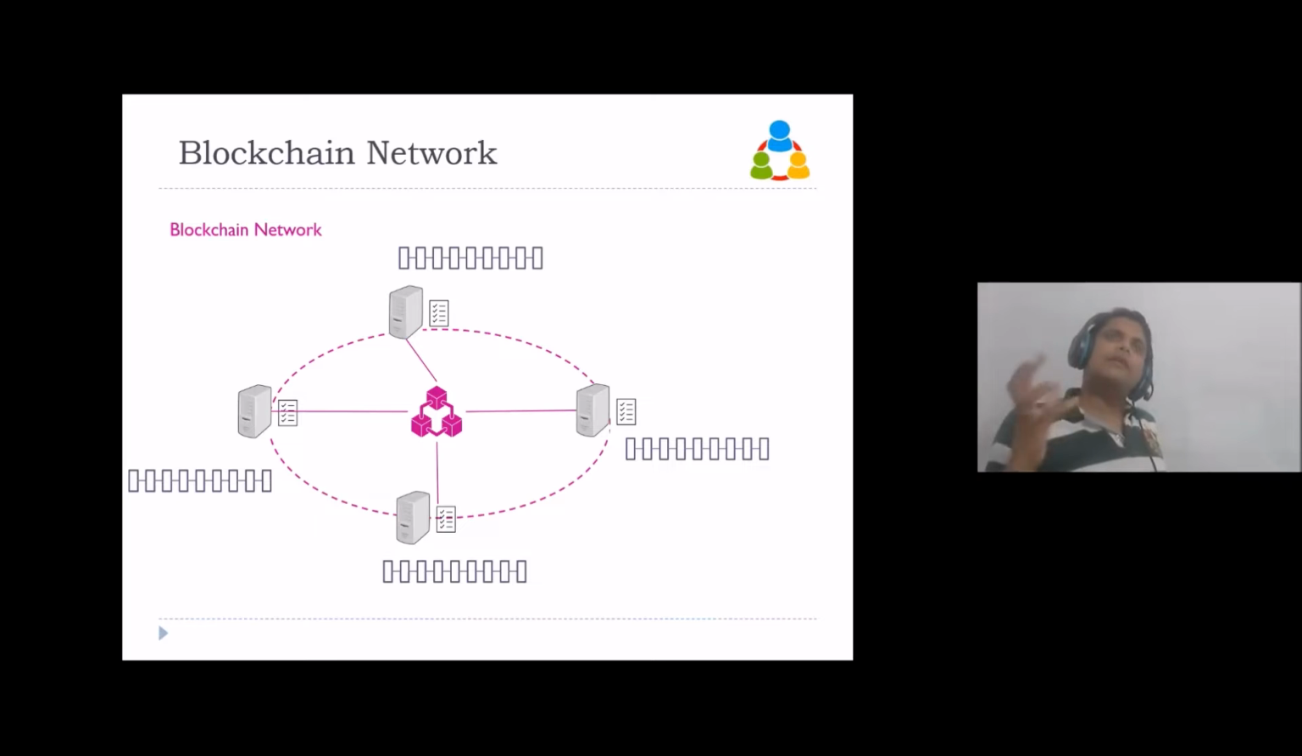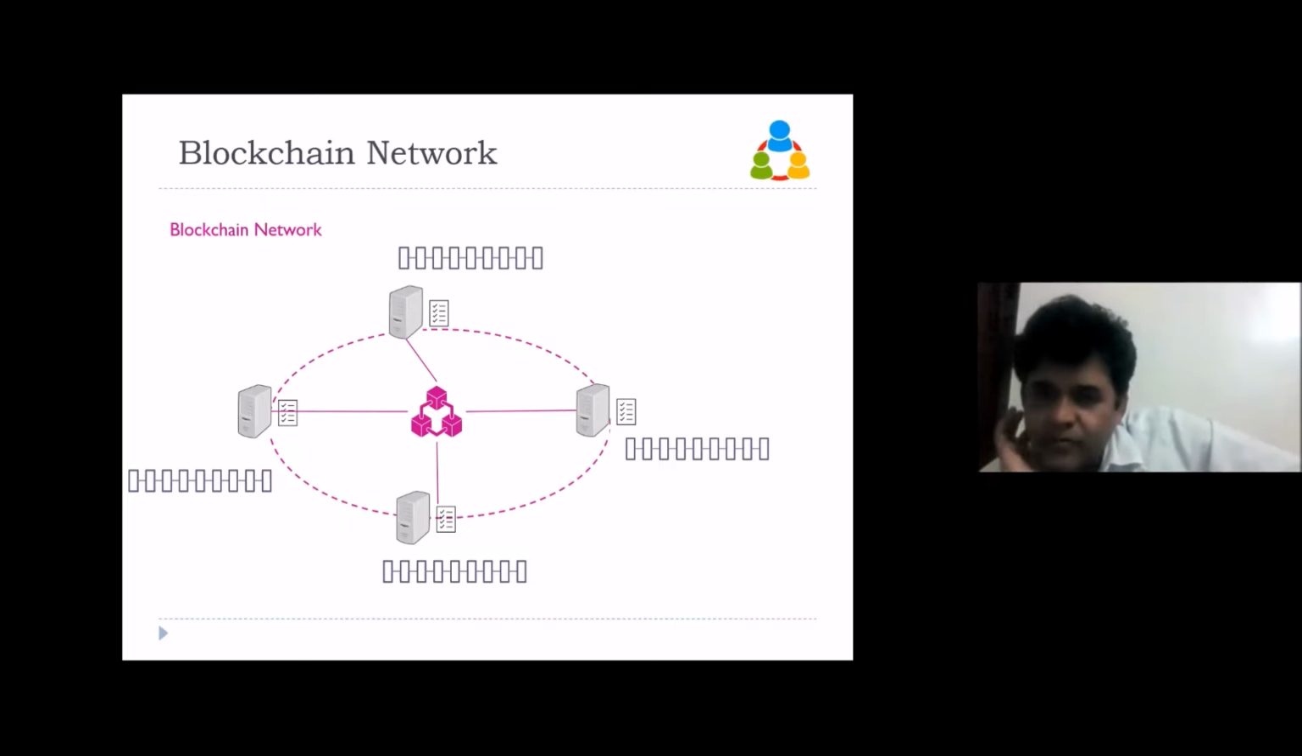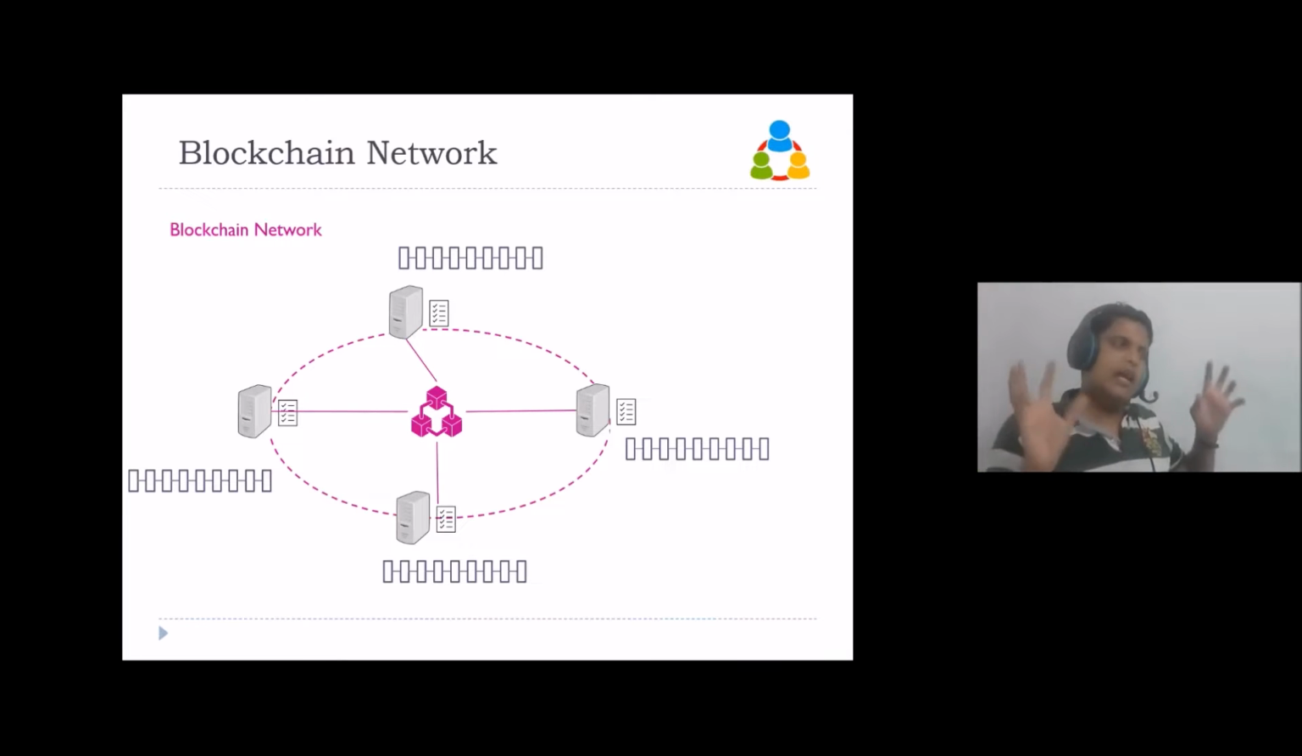The point I'm making is, essentially you should understand that when we talk about blockchain, we are talking about a network of computers connected to each other, and all the computers in that network will share the same data. That is a primary feature of blockchain.